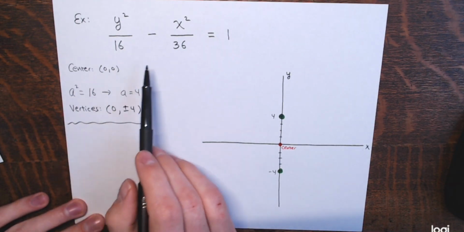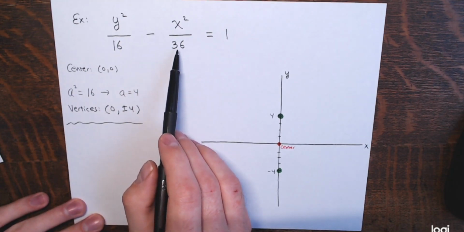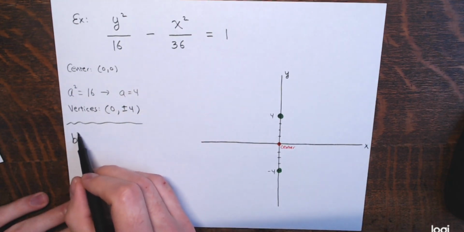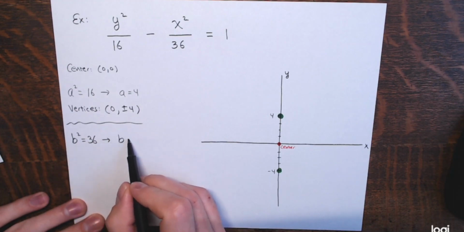Then the denominator under the negative term in these hyperbola equations, that's the b squared. b squared is 36. So b is 6.